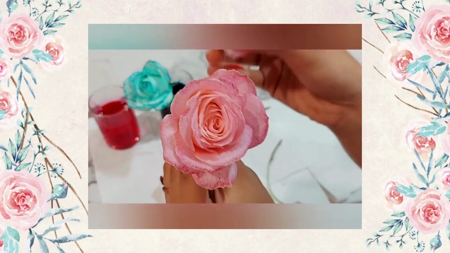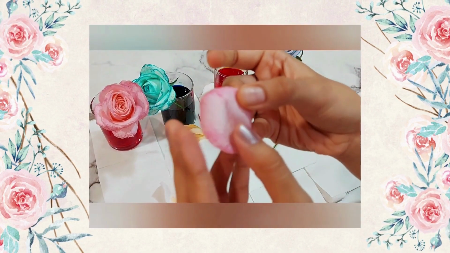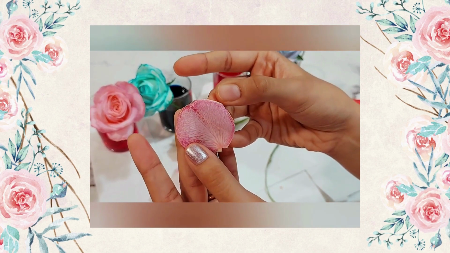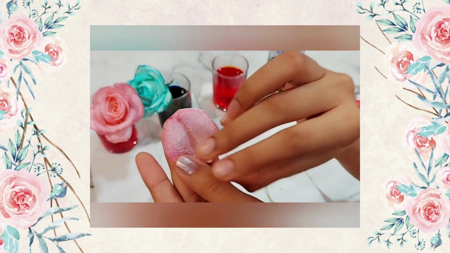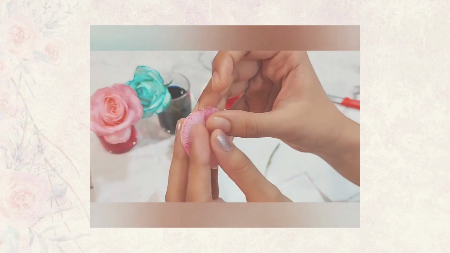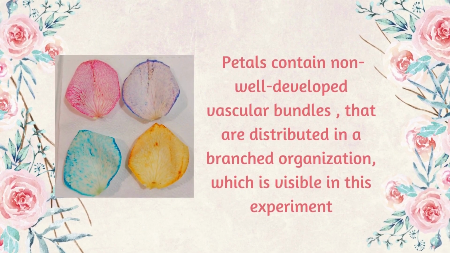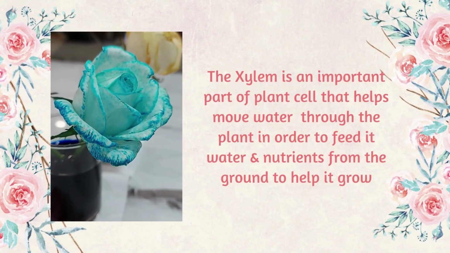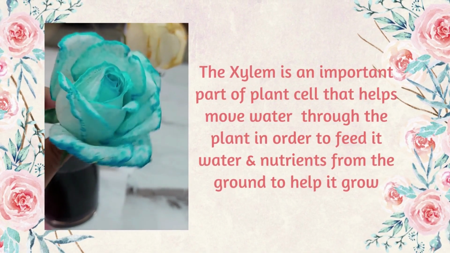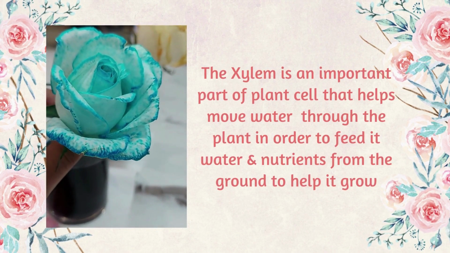We can also observe clearly the branched organization of the not well-developed vascular bundles which are present in the petals of a flower. The water which has been colored has clearly traveled all the way from the stem to the petals. Through this experiment, we have concluded how water moves up with the help of tubes present inside the stem called xylem.